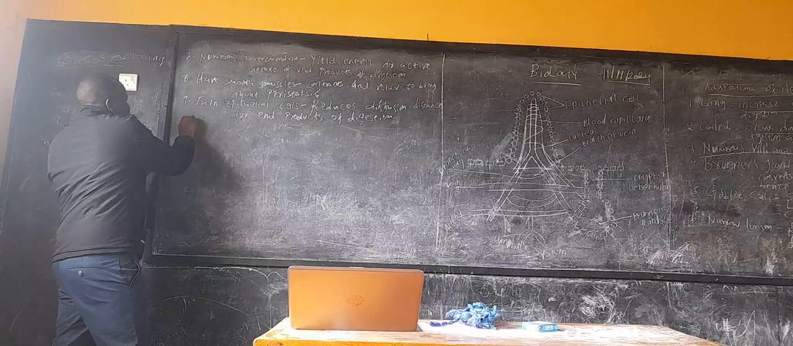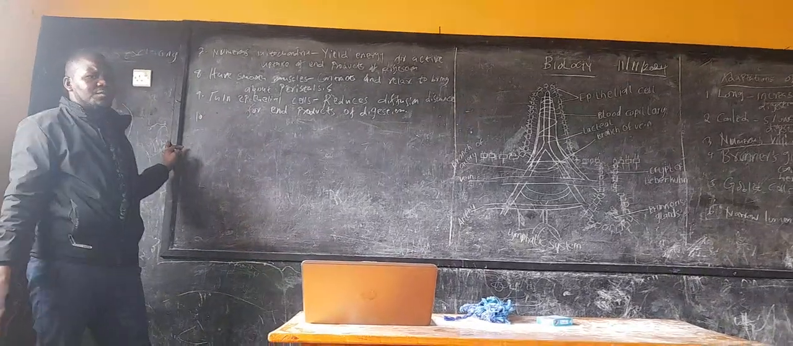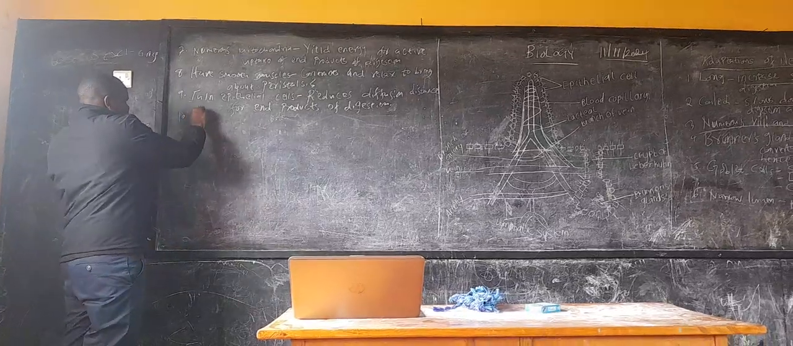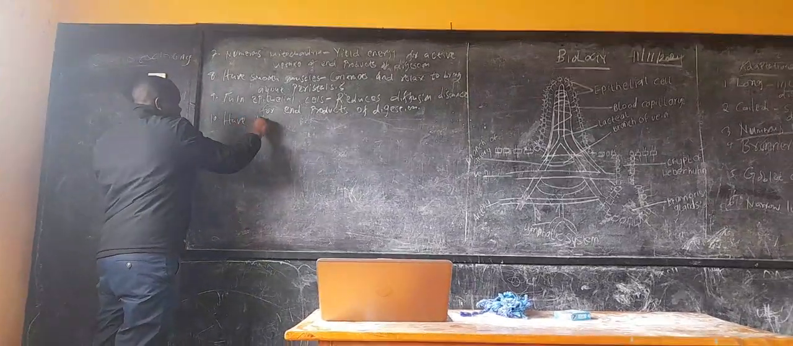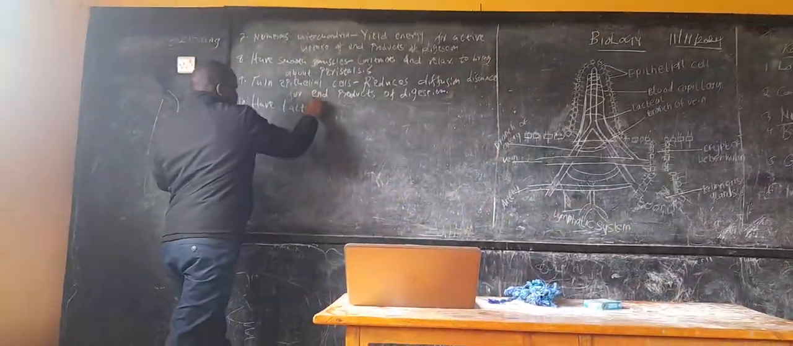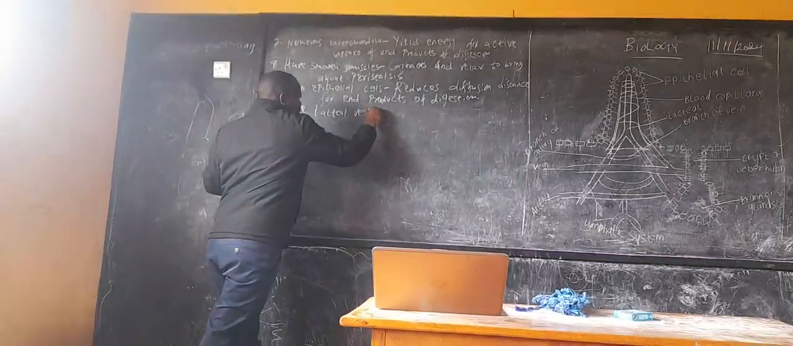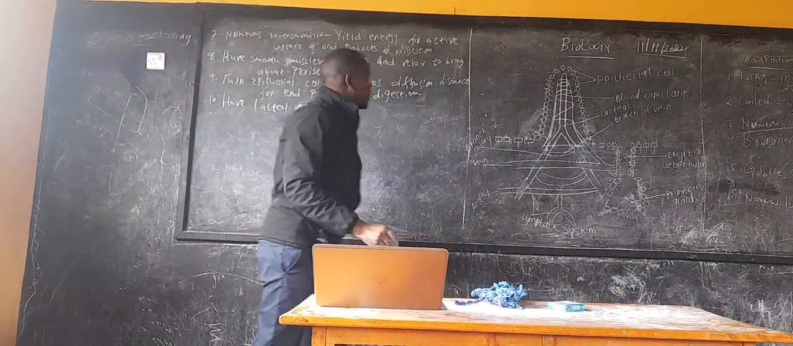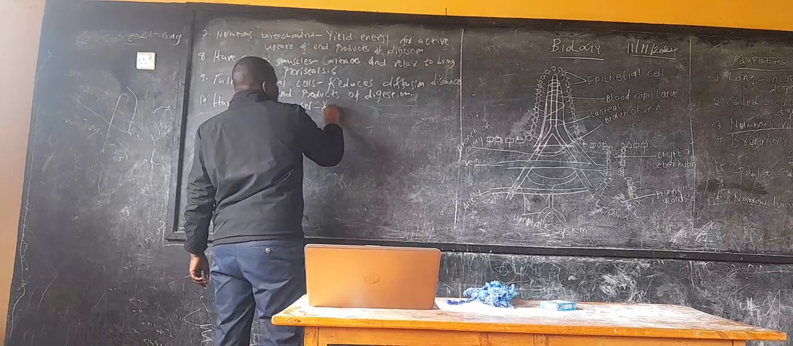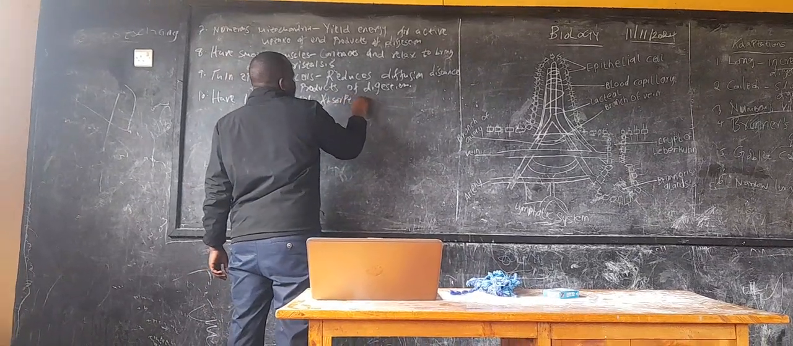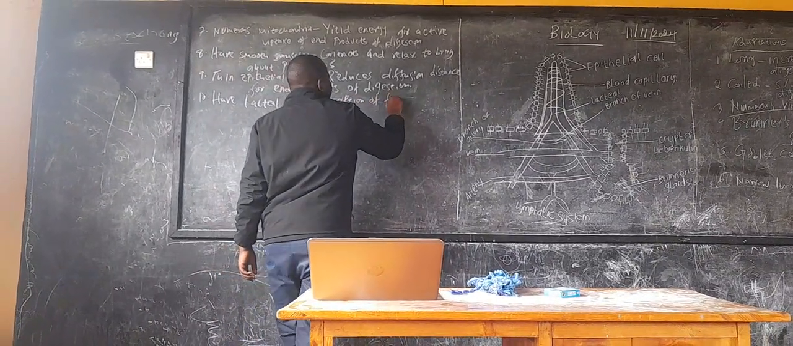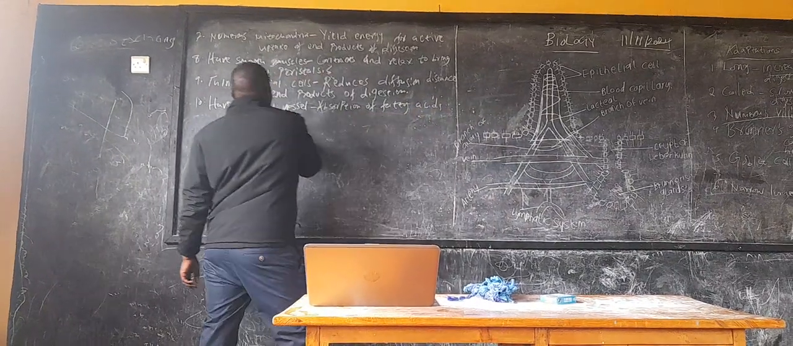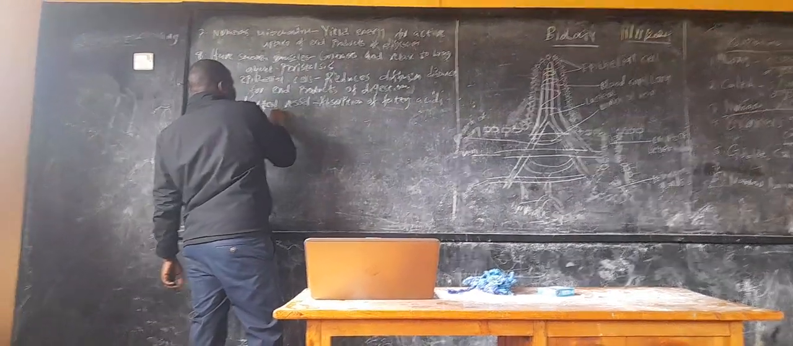Which one is the other point? They have lacteal vessels. Have what? Lacteal vessels. What is the role of the lacteal vessel? Absorption of fatty acids and glycerol.